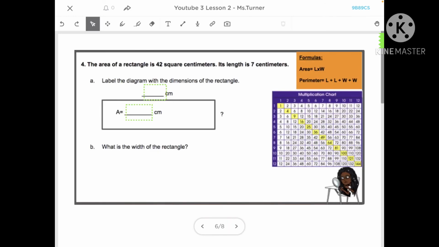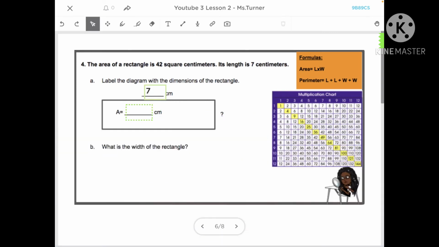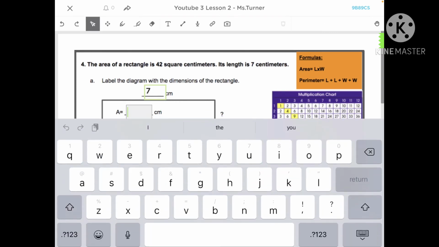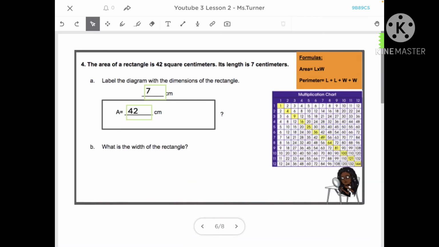All right, you guys. On this next one, it's a little bit different, because now I know my length and I'm trying to find my width. It says the area of a rectangle is 42 square centimeters. Its length is 7 centimeters. So we already know our length is 7 centimeters. We also know our area is 42 square centimeters. We have to figure out our width.